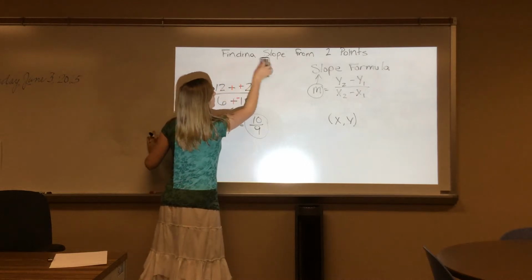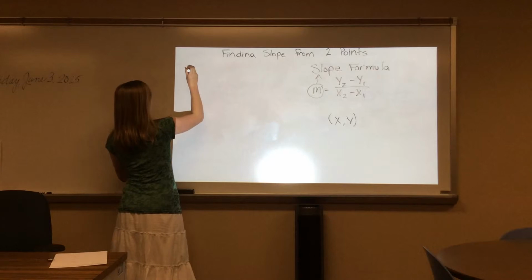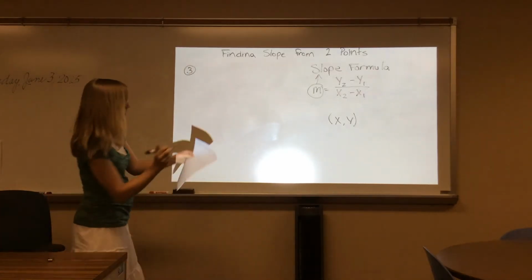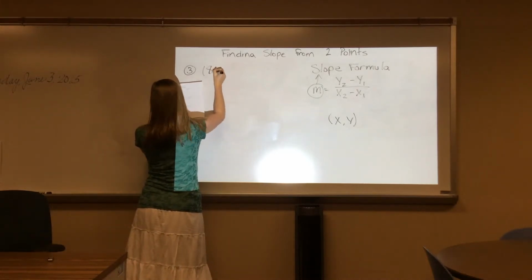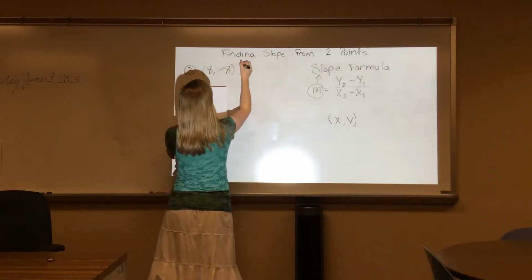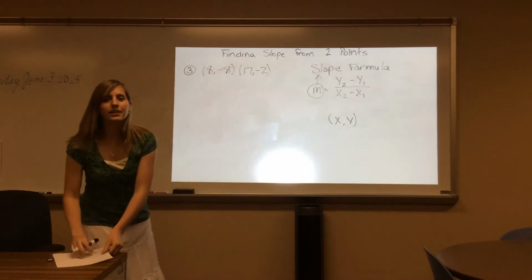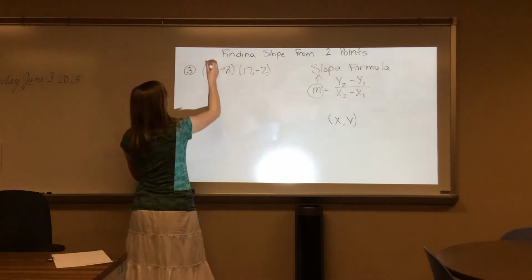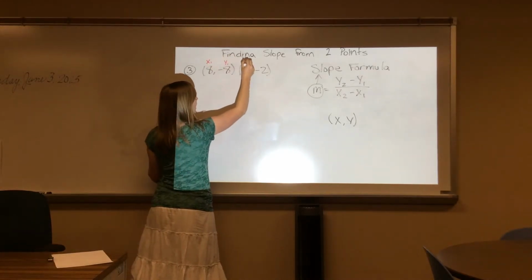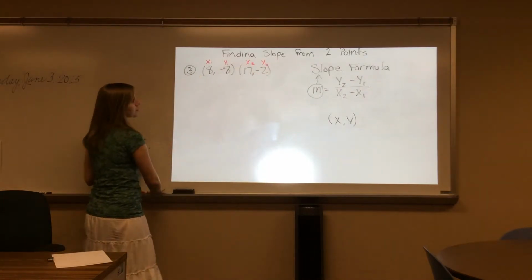Let's take a look at number 3. For number 3, we have 8, negative 8, and 17, negative 2. First thing you need to do, label your numbers. X1, because that's the X corner of the first point, Y1, X2, and Y2. Now I can plug them into the formula.